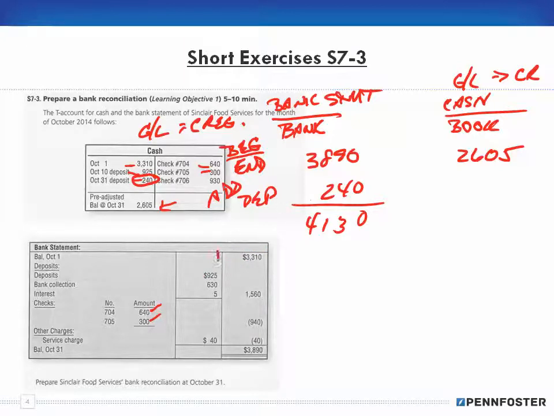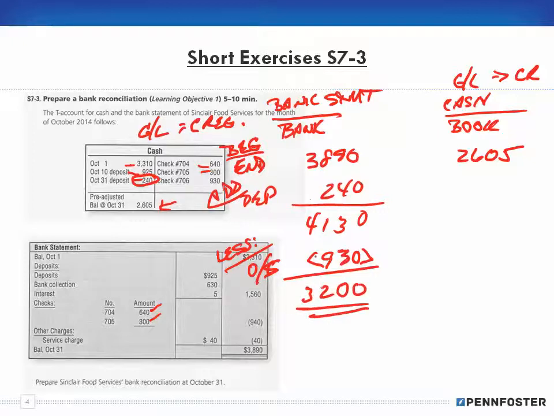So then we have to take out our outstanding checks, or outstanding is how I generally write it. So we take out our outstanding check of $930, which is a subtraction because it's money coming out of the account, and that means our balance should be $3,200 as an ending balance on our bank statement.